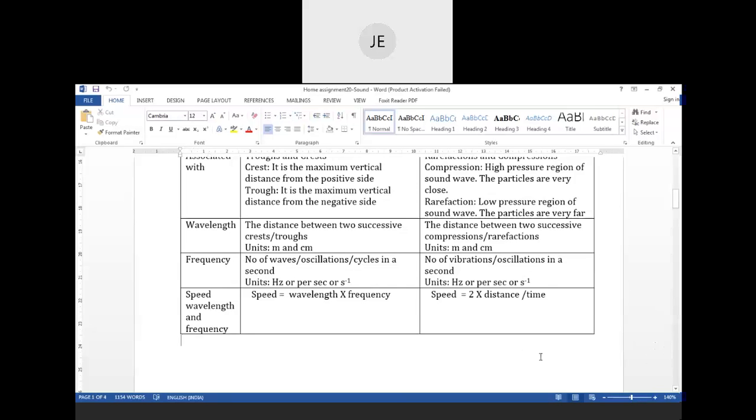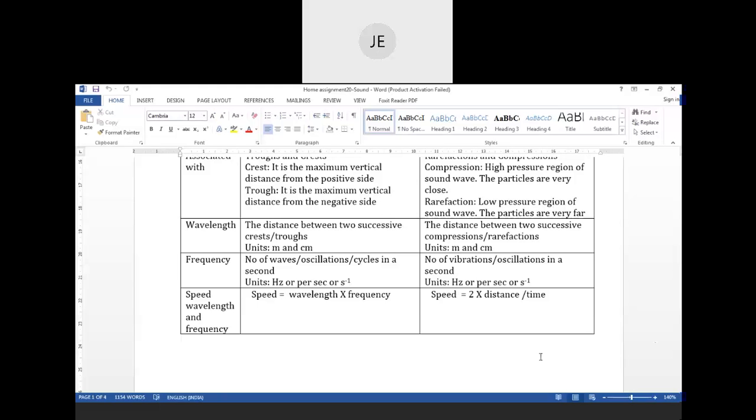Now the relation between speed, wavelength and frequency. Speed is equal to wavelength into frequency. This is the speed of a wave relation in the case of a transverse wave. And in the case of a longitudinal wave, speed is equal to 2 into distance by time. This formula we especially use in the case of echo.